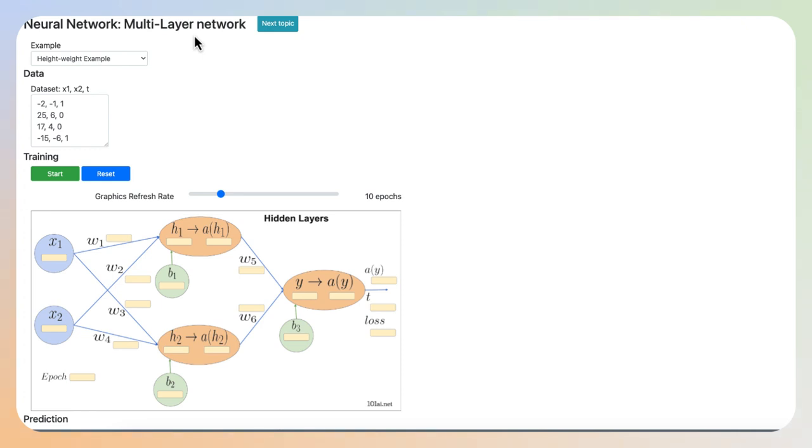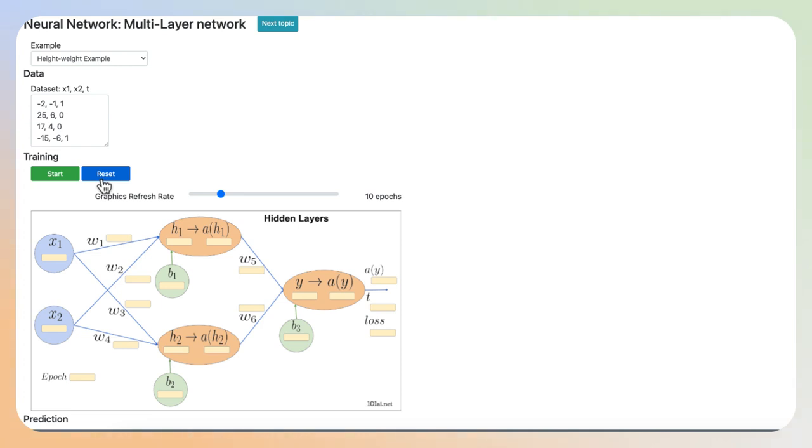Let's explore it. Here are a couple of examples of neural network training and predictions: the height-weight example and the exclusive OR example. Both examples have two inputs and one output. Let's keep the height-weight example as the selected one. Below, we have a dataset for the selected example as x1, x2, and the target t values. Next, we have some buttons to start or stop and reset the training.